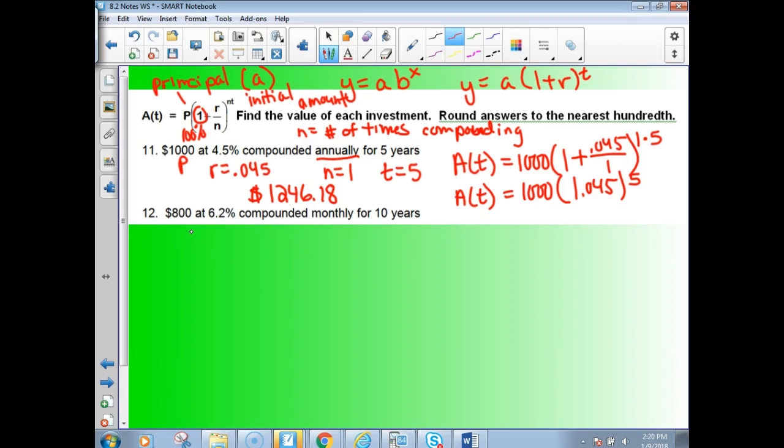Okay, so this P is your 800. 0.062 is your R. Compounded monthly makes your N be a 12, and your T is 10. So the amount in your account over time would be $800 times 1 plus 0.062 divided by 12 to the 12 times 10.